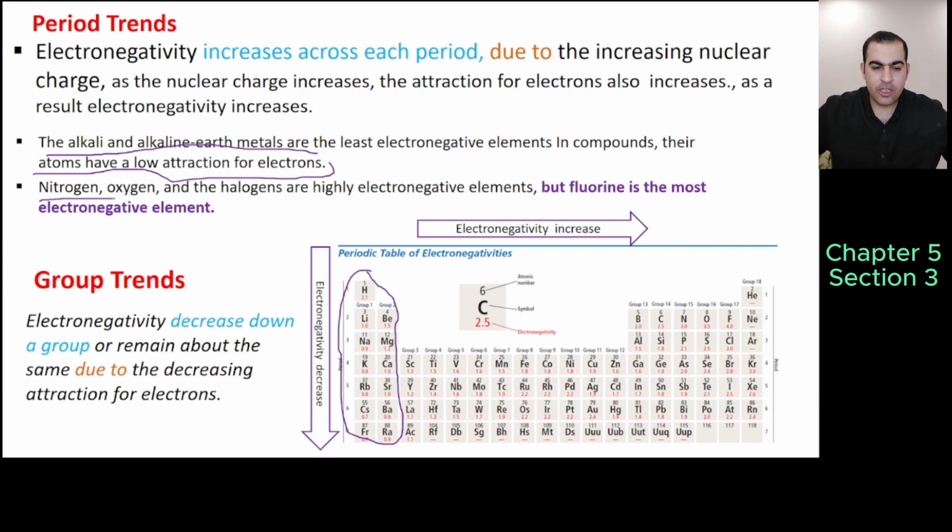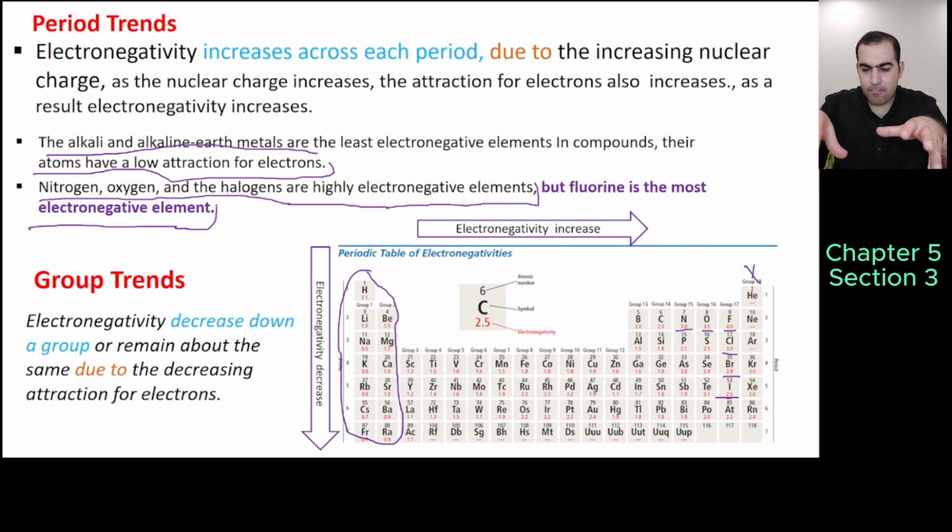Nonmetals, especially nitrogen, oxygen, and the halogens, are highly electronegative elements. Fluorine's electronegativity is 4, oxygen 3.5. All the halogens are known as highly electronegative elements. We're not talking about noble gases, which are stable and don't like to gain electrons. But it is important to know that fluorine is the most electronegative element among the metals, the nonmetals, and all the elements in the periodic table. It has high ability to attract electrons from another atom because it has high attraction.